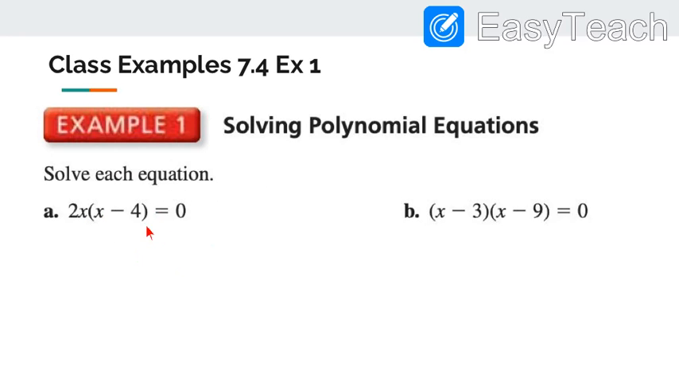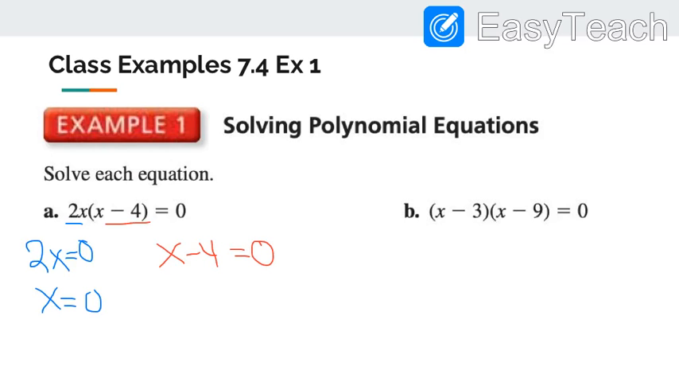So when we look at these, we're going to solve these just like our warm-up. The only difference is this time, instead of just solving one piece for 0, we need to solve either one of these pieces to be equal to 0. Because we know anything times something being equal to 0, that means one of these two things has to be equal to 0. So we could have 2x is equal to 0, which would then, when we divide by 2, we get x is equal to 0. Or we could have x minus 4 equaling 0.